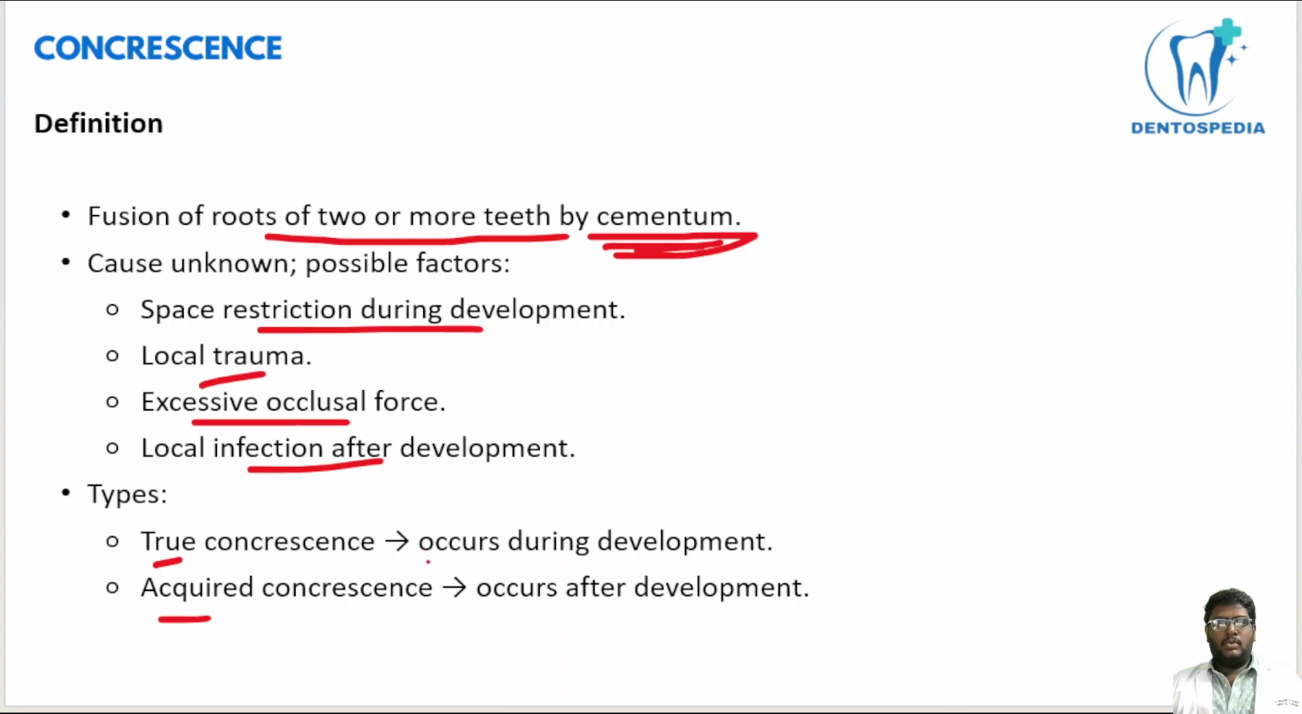In true fusion, it occurs during the development, but in acquired fusion, it occurs after development. So based on the occurrence of fusion before or after the development, it is mainly divided into two types: true and acquired.